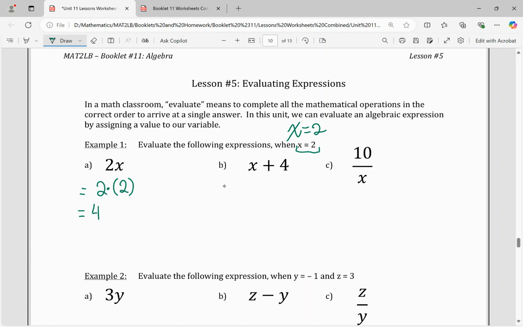Right? In the second example, I am again going to substitute in 2 for x. Now, I'm pretty much always going to put brackets around the number that I'm substituting in. Sometimes they make a difference, sometimes they don't. In this situation, they don't make a difference with or without the brackets. This is just 2 plus 4, which is equal to 6. In this last example, we have 10 divided by x, where x is equal to 2. So that's 10 divided by 2, which is 5.